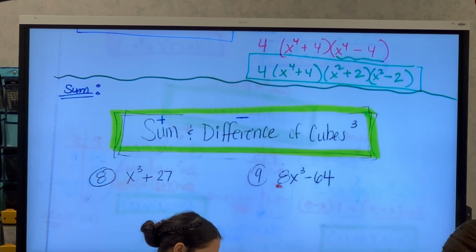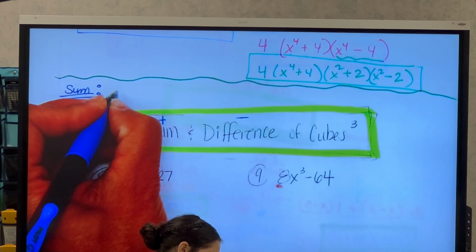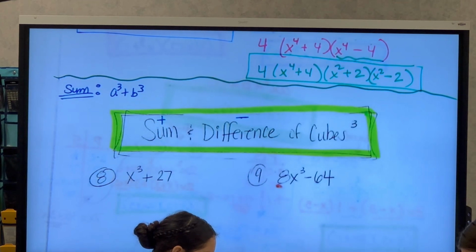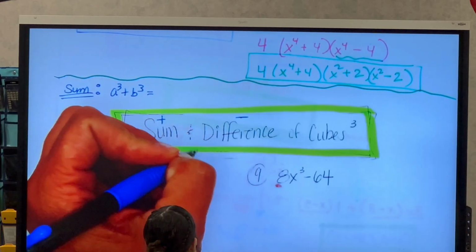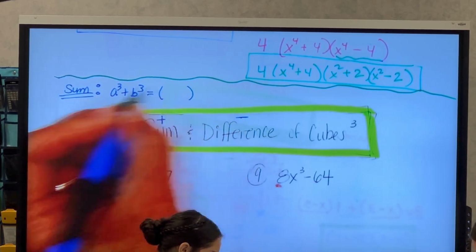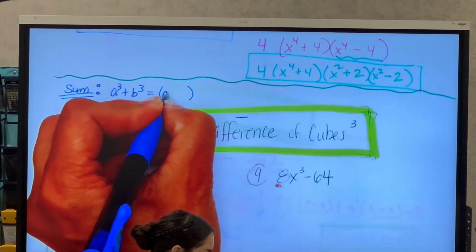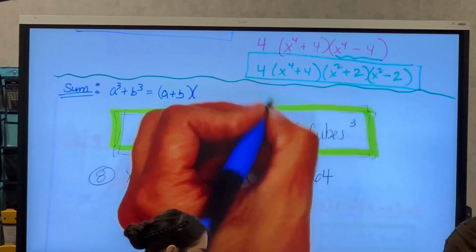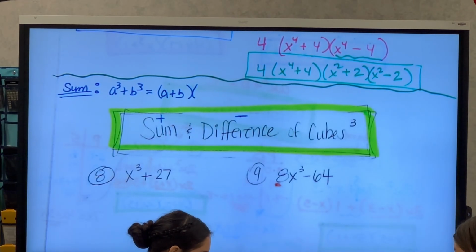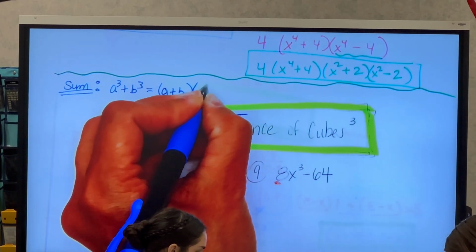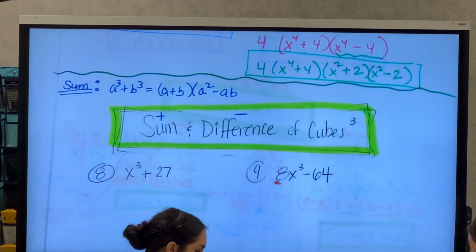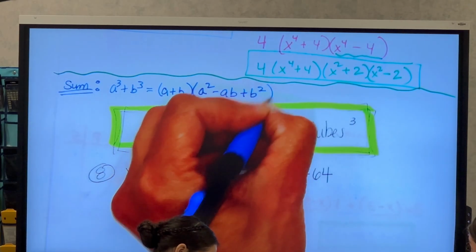Okay, so when you have a sum of 2 cubes, so like an a cubed plus b cubed, that would be a sum of 2 cubes. The way you factor them is we need in a binomial a single a and a single b times, and then this next parentheses is going to be a trinomial. It's going to be a squared minus a times b plus b squared.